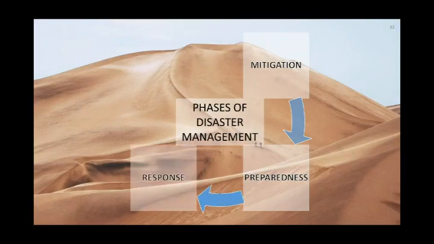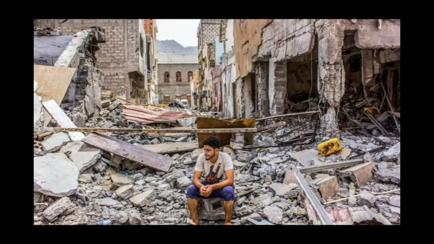The next is the response phase. This phase starts right after the impact of a disaster. The aim of this phase is to save as many lives as possible. If you have a good preparation, then you will have a good response team. The last phase is recovery phase. The aim is to return the society back to its normal or at least near normal function prior to the incident. Let's have a deeper look at the preparation phase.